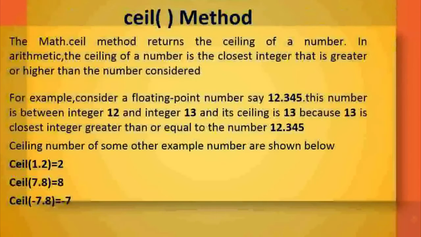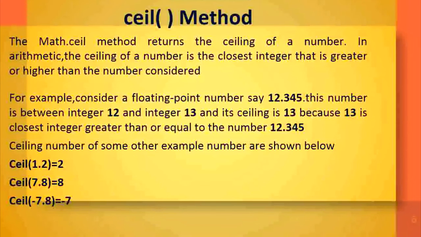Let us go to the next method, the ceil method. The method Math.ceil returns the ceiling of a number. In arithmetic, the ceiling of a number is the closest integer that is greater than or equal to the number considered. For example, consider a floating point number, say 12.345. This number is between integer 12 and integer 13 and its ceiling is 13. The answer is 13 because 13 is the closest integer greater than or equal to the number 12.345.